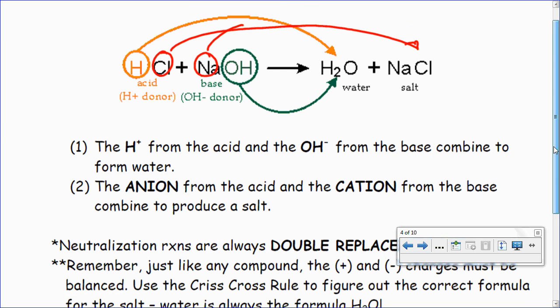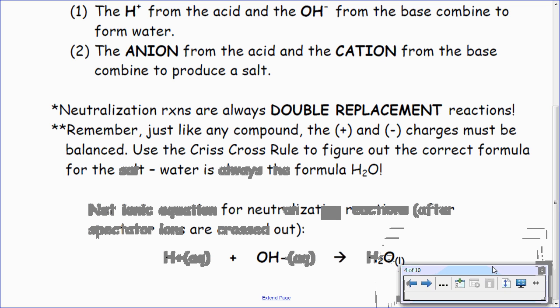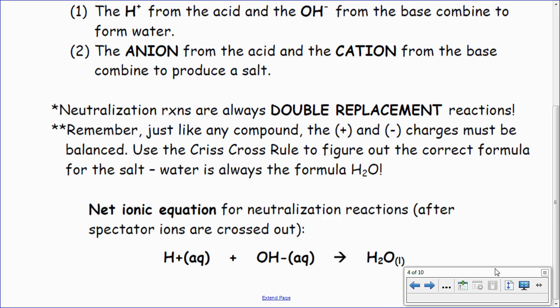Neutralization reactions are always a double replacement reaction. So there's that double replacement reaction happening again. Even though it's acids and bases, they're always double replacements. Positive and negative charges must be balanced as well. Using the crisscross rule helps us figure all that out.